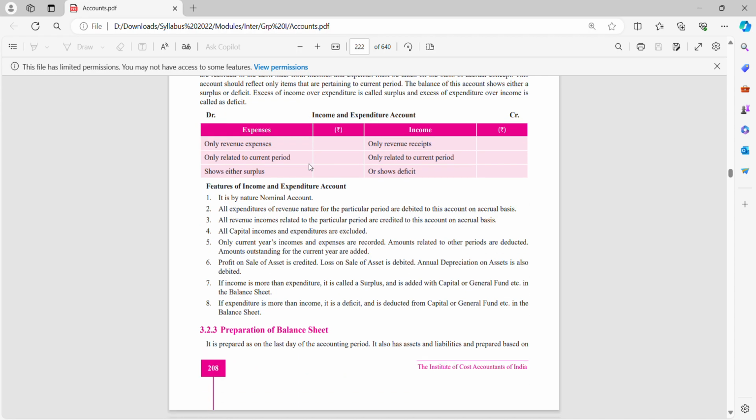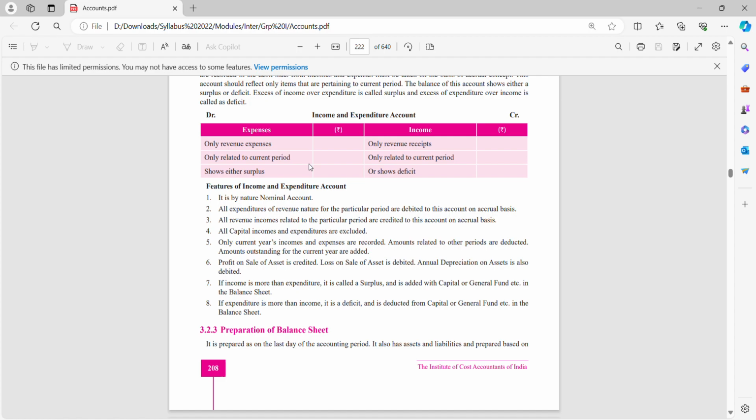Now, features of income and expenditure account. Income and expenditure account is a nominal account. All expenditures of a revenue nature for a particular period are debited to this account on accrual basis. All revenue income related to a particular period are credited to this account on accrual basis. So expenditures and revenue income are taken into this account on accrual basis.